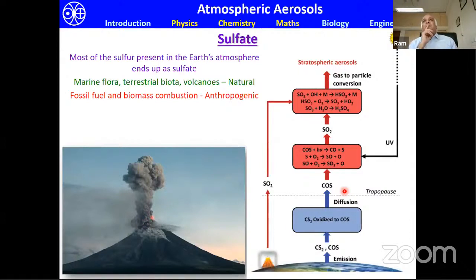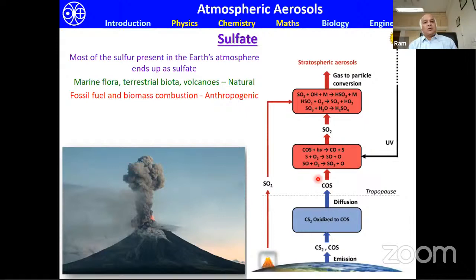Then the other major aerosol component in the Earth's atmosphere is the sulfate. All the sulfur that is present in the Earth's atmosphere ends up as sulfate, as it is the thermodynamically stable form of sulfur. It interacts with oxygen and then forms the sulfate, out of which the marine flora and the terrestrial biota are the major biological sources of sulfate aerosols, meaning dimethyl sulfide and other compounds. The only non-biological source of sulfate in the atmosphere comes from volcanoes.